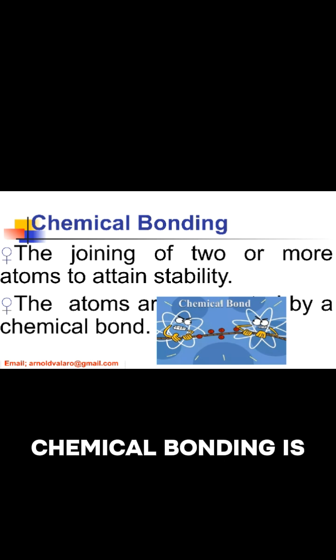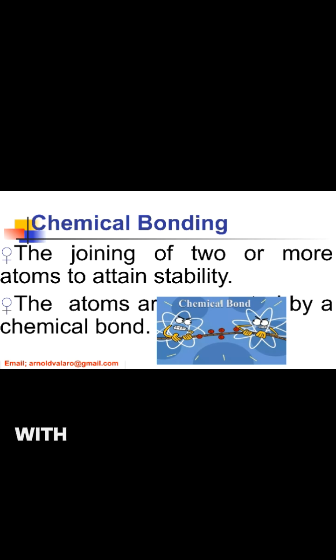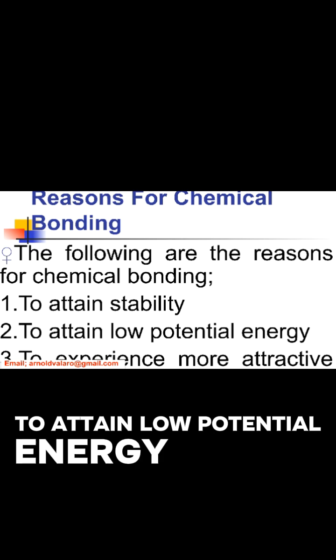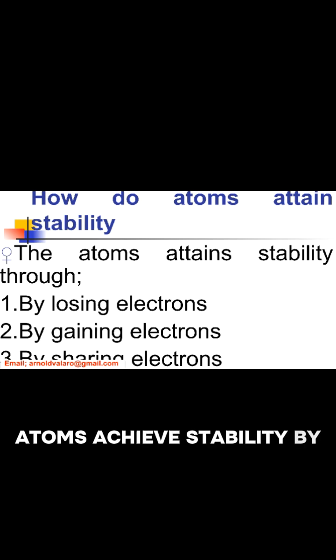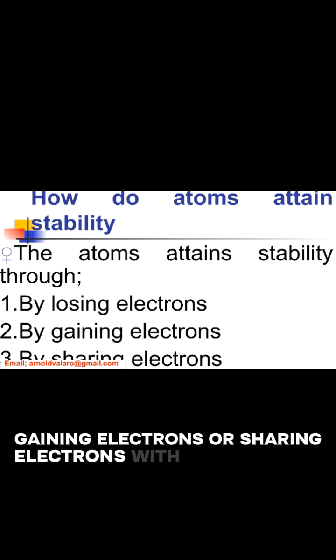Chemical bonding is defined as the joining of two or more atoms to attain stability, with the atoms connected by a chemical bond. Atoms bond for several reasons: to attain stability, to attain low potential energy, and to experience more attractive forces. Atoms achieve stability by either losing electrons, gaining electrons, or sharing electrons with other atoms.